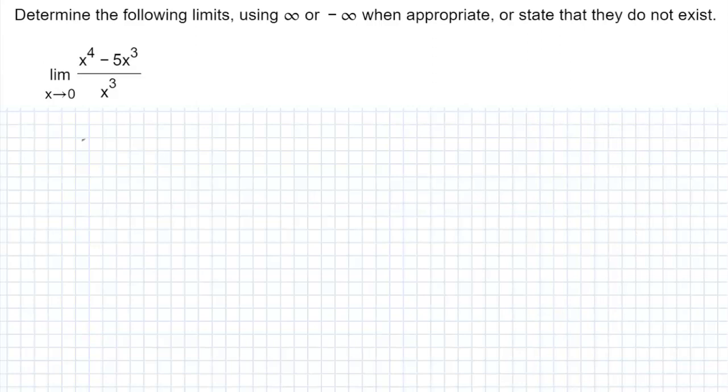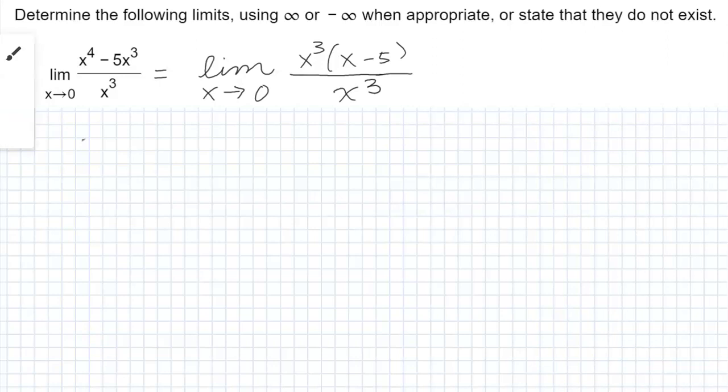Okay, so when I'm reading this problem, I can see that there is a common factor of x to the 3rd. So I can go ahead and factor the numerator, x minus 5 over x to the 3rd, and then I can divide out x to the 3rd. X to the 3rd divided by x to the 3rd is 1.